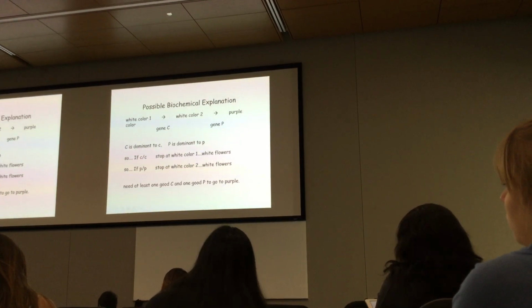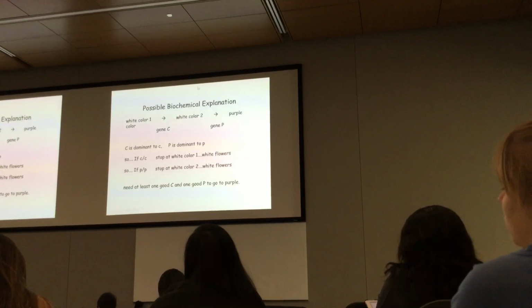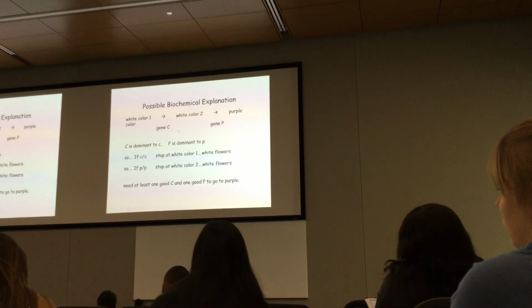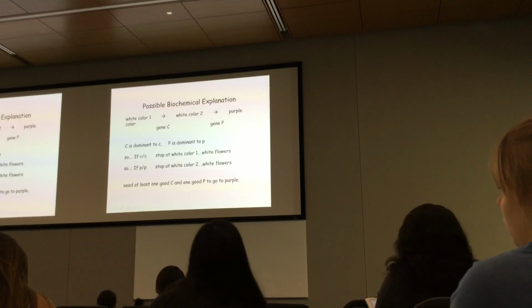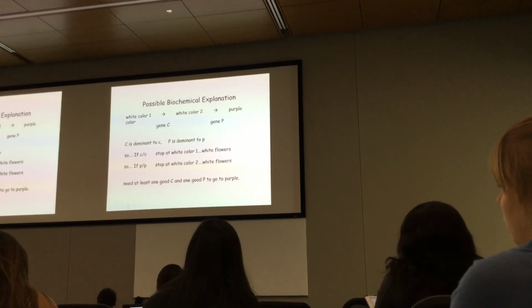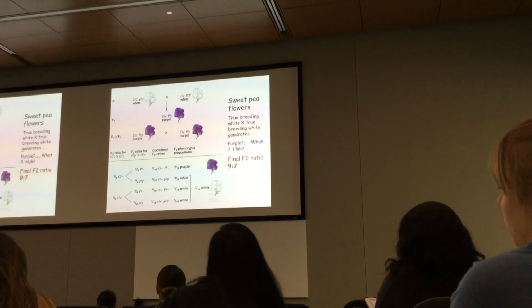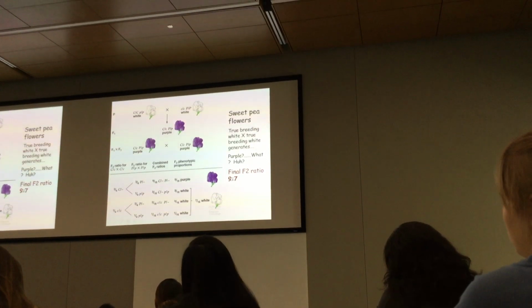You can make more complicated pathways, right? You could make branches and all kinds of stuff. And it starts to become a headache, but nonetheless, this is the basic concept here. So I like this one because you get a plausible biochemical model for how you arise at this 9:7 ratio.